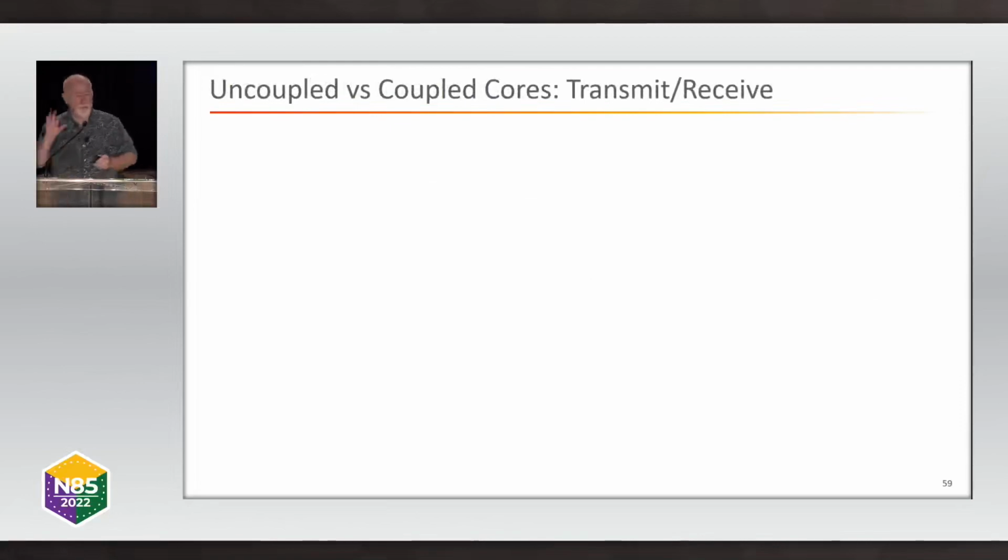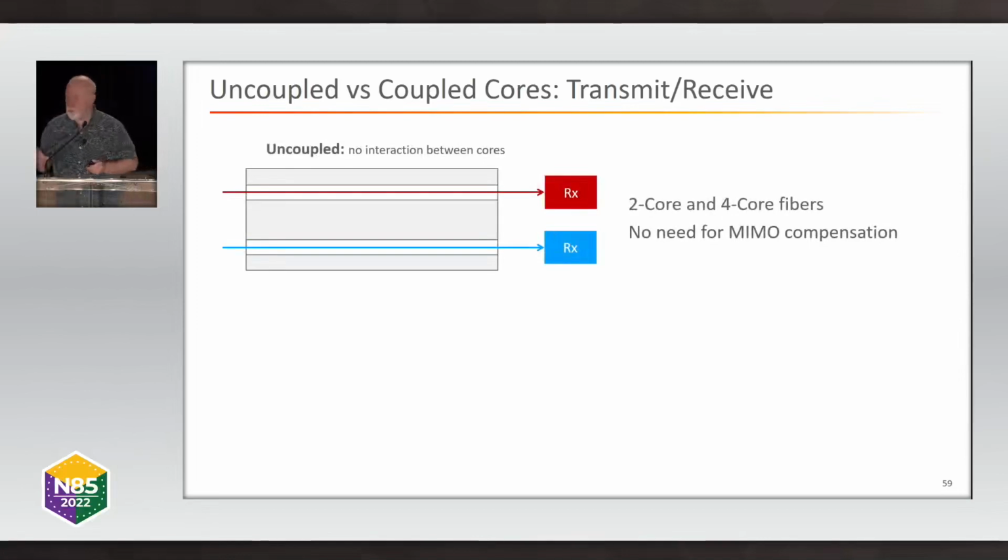There are, generally speaking, 2 types of multi-core fiber: uncoupled and coupled core. I'm going to look at the transmitter and receiver impact first. For uncoupled, what we mean is that there is no interaction between signals in the different cores. They just travel in parallel. That means that you don't need any kind of MIMO for compensation. You don't need to unscramble the signals at the other end.